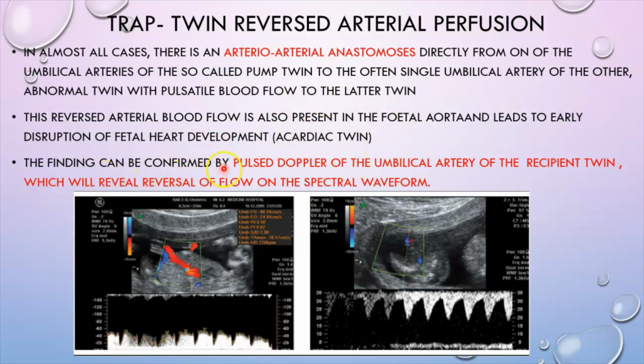Now, how can this finding be confirmed? We see it by the pulsed Doppler of the umbilical artery of the recipient twin. What can we see in the umbilical artery? There is a reversal of the flow on the spectral waveform. See friends, as you can see in this picture, this is the acardiac twin, this is the umbilical artery of the acardiac twin, and there is a reversal of flow in the umbilical artery.